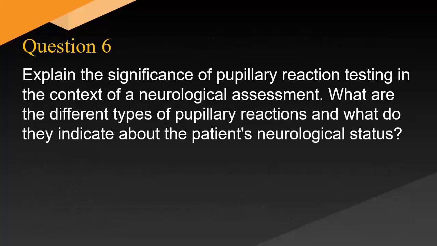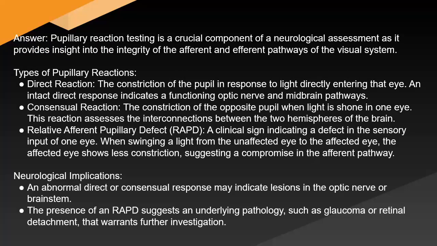Explain the significance of pupillary reaction testing in the context of a neurological assessment. What are the different types of pupillary reactions and what do they indicate about the patient's neurological status? Answer: pupillary reaction testing is a crucial component of a neurological assessment as it provides insight into the integrity of the afferent and efferent pathways of the visual system.